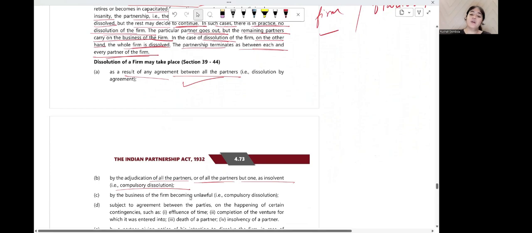By the business of the firm becoming unlawful. If your business became unlawful, say you were doing some drugs business, so that is unlawful business and the police has caught you. So your business is now going to discontinue. Partnership firm will come to an end.